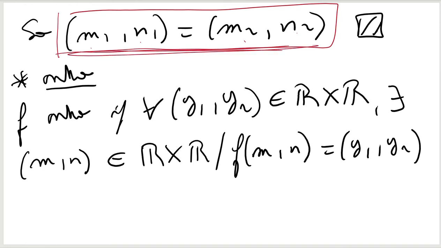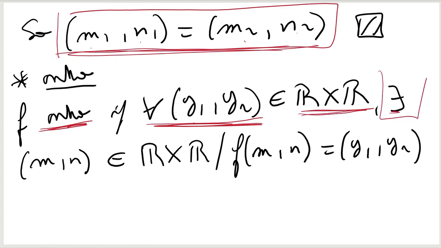Okay. So for the onto part, a function f is onto if for every y1, y2 in the codomain. So be careful, this is the codomain because it can be different from the domain. In the codomain there must exist, this is very important, a certain m, n in the domain such that f of m, n equals y1, y2.